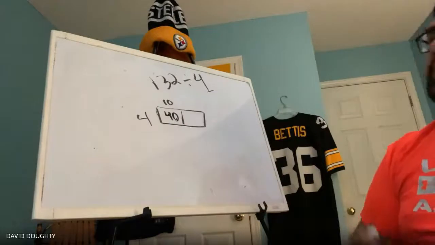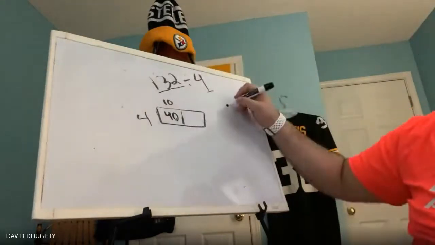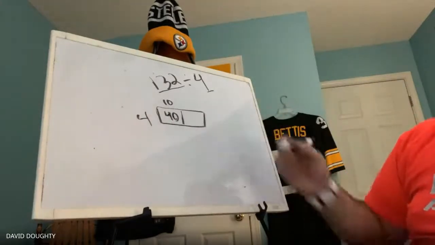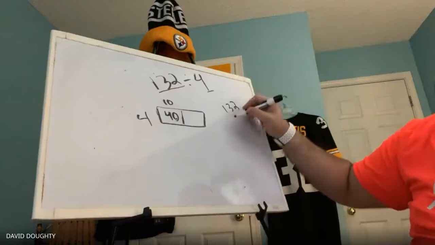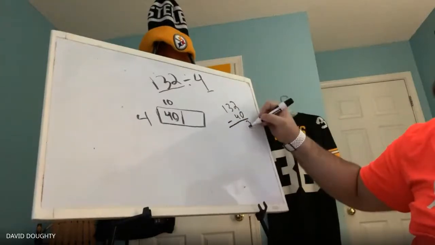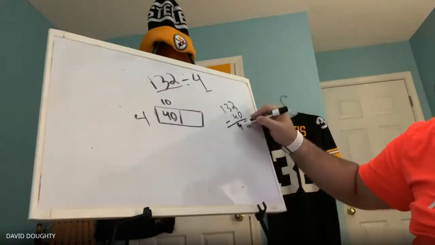Now what I'm going to do is I'm going to take this number, my dividend, and I'm going to subtract 40 from it. Why? Because I took 40 from it to get that 10. Let's see, 132 minus 40. 2 minus 0 is 2. And 13 minus 4 is going to be 9. So that's 92.